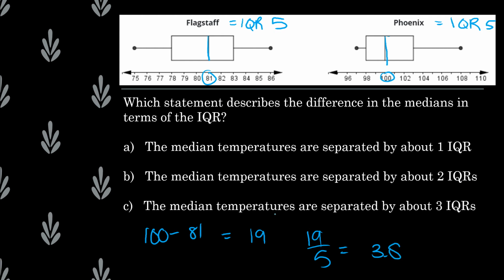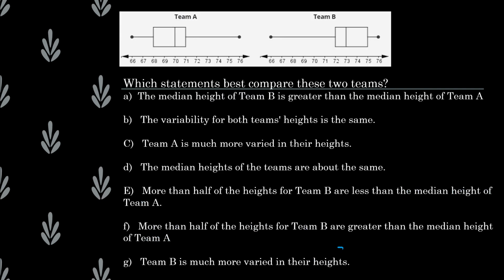The wording I have on here is incorrect. It should be C. The median temperatures are separated by, this should say more than. So the median temperatures are separated by more than 3 IQRs, because it is. It's more than 3. All right, next question.